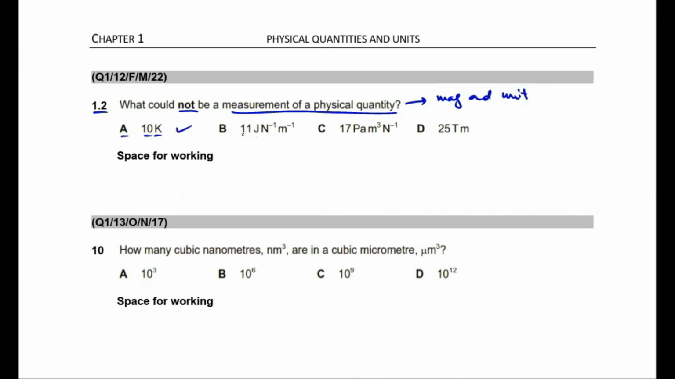Option B, 11 joule per Newton per meter. Here, students, 11 is the magnitude, but we don't know whether joule per Newton per meter may be regarded as a unit or not because we don't know what this combination of units is equal to. So let's determine what this combination of units simplifies to.